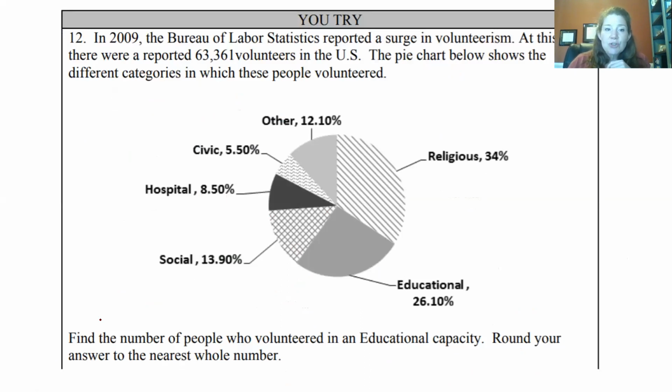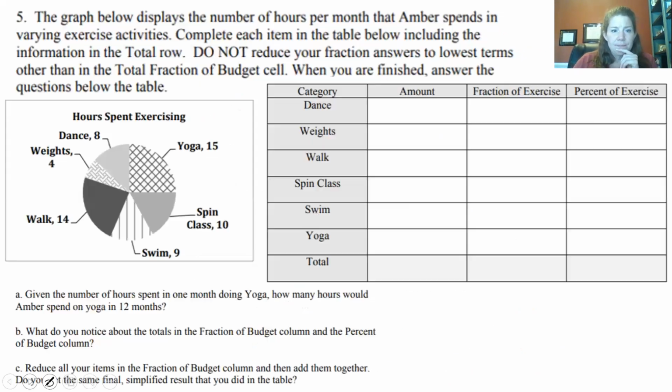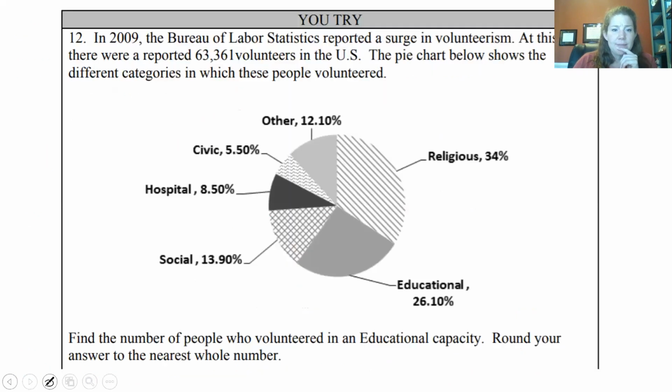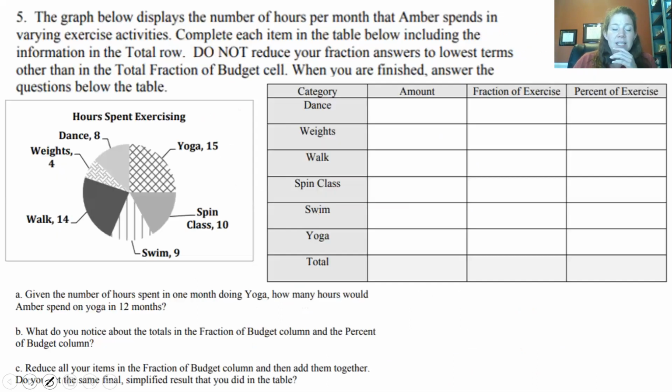All right, so you guys try. Is there more? Yeah, I think on the next page you have more questions to answer on this. Let me see. Yes, is that the same? No, that's a different question. So go ahead and answer this question, find the number of people who volunteered, and then go ahead and try number 5 on the next page as well.